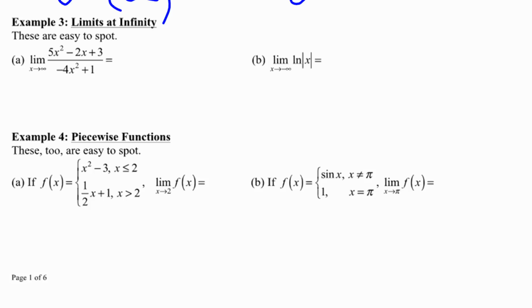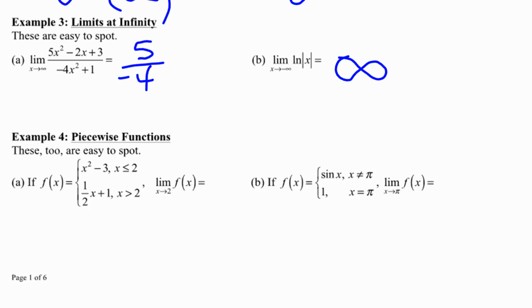We have a rational function. The degree in the top matches the degree in the bottom. So we just take the coefficients of each of those terms. So we end up with 5 over negative 4. Okay, this one, ln of absolute value of x. Ln of x, so we'd have ln of infinity, okay, so that's going to just keep getting bigger and bigger, infinity.